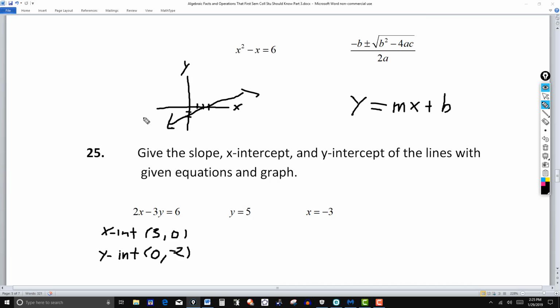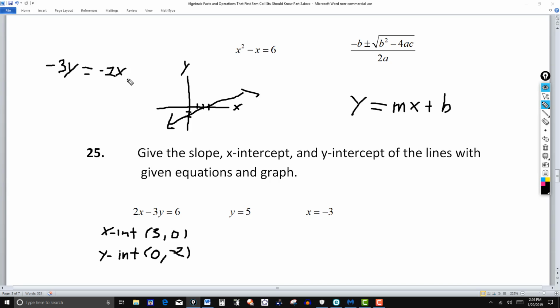So notice y equal to 5x. Oh, I'm sorry, y equal to 5. There's no x there. Well, let me go back. I didn't give the slope. So for this particular one here, let me solve it for y. Didn't give the answer to this one. So negative 3y is equal to negative 2x plus 6.